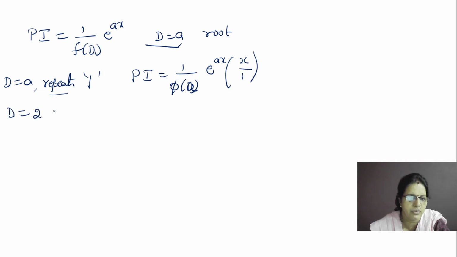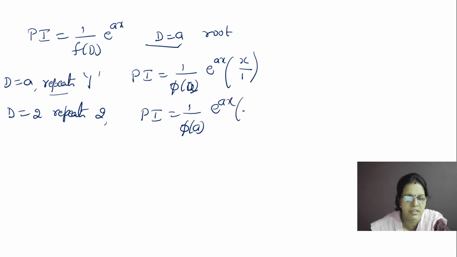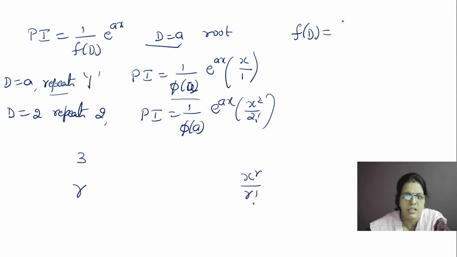If d equal to a repeats 2 times, then the particular integral is 1 by phi of a into e power ax into x square by 2 factorial. And if it repeats 3 times, here x cube by 3 factorial. If it repeats r times, it is x power r by r factorial. So how to get phi of a? For f of d, if d minus a is a root once, you have to write it like this: take d minus a outside, and the remaining factor is phi of d.